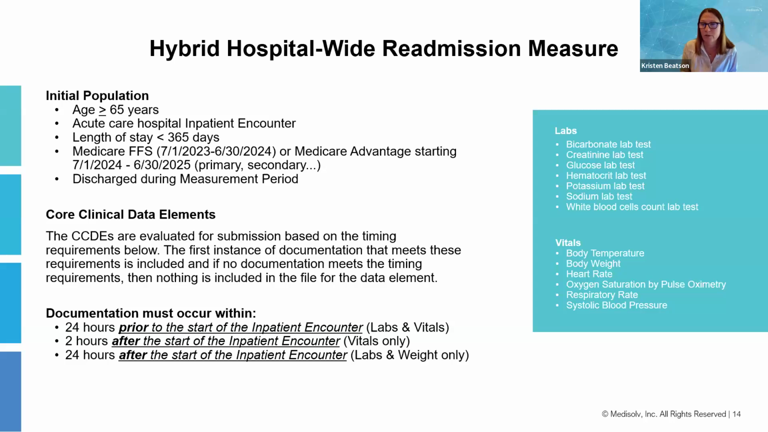So it's any one of those. If they come in through the ER and they have their weight documented in the ER, and that's the first instance, and it's within 24 hours before the start of the inpatient encounter, that's what will be included in the file. So timing can be tricky, and we'll talk a little bit more about it, but mapping of the data and timing of documentation are the two main reasons that we see gaps in CCDEs and the hybrid data that is being evaluated for submission. Next slide.